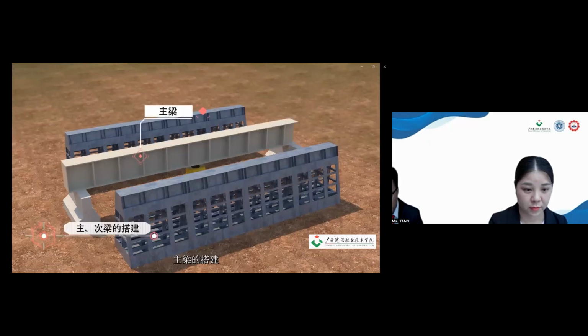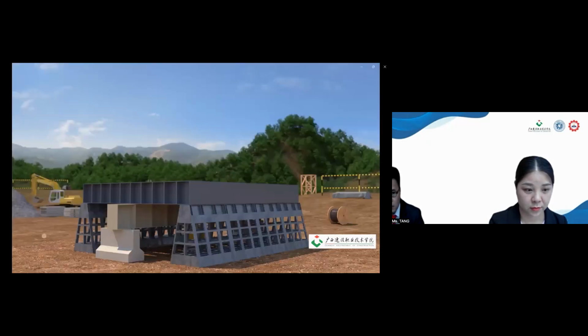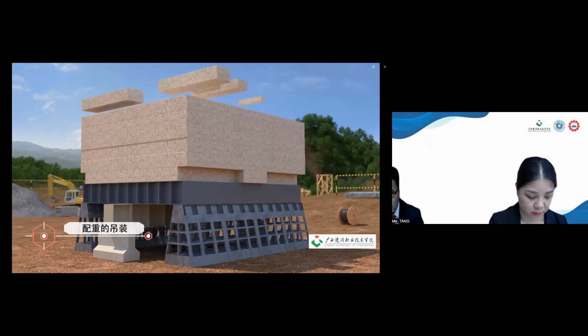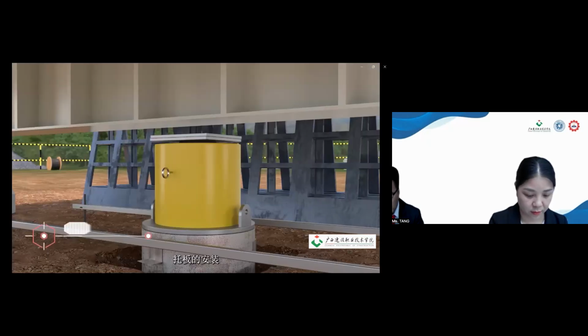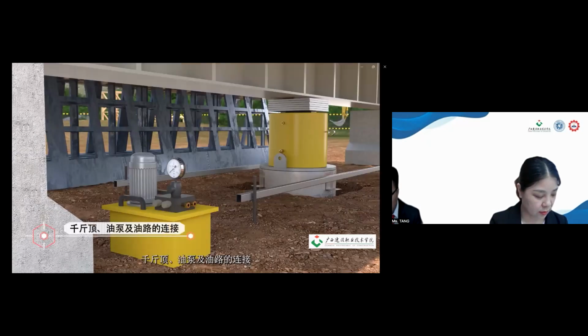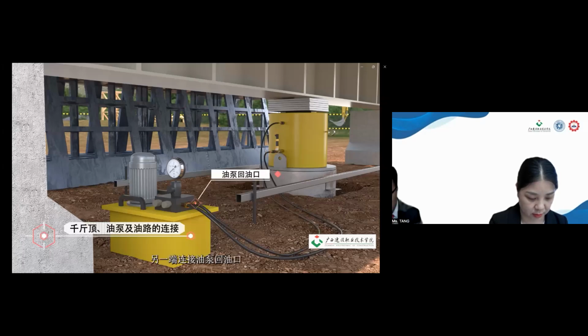Building of the main beam. Building of the secondary beam. Hoisting of counterweights. Installation of the supporting plate, which shall have sufficient stiffness. Connection of the jack, oil pump, and oil circuit. One end of the oil pipe is connected to the oil pump outlet, and the other end is connected to the jack inlet. For another oil pipe, one end is connected to the jack outlet, and the other end is connected to the oil return port of the oil pump.